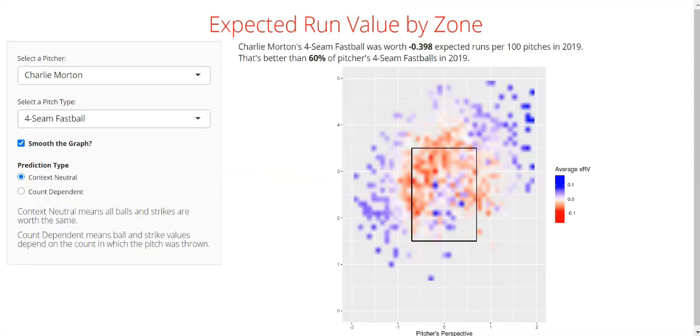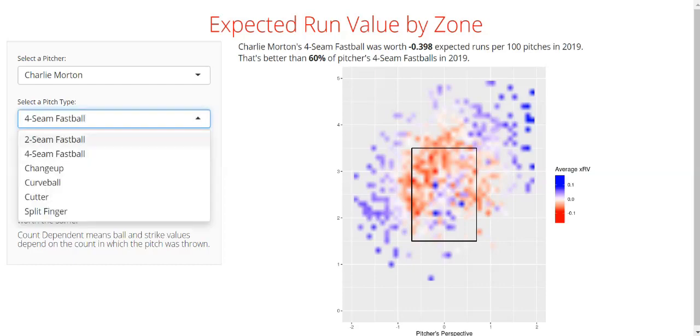A 4-seam fastball from Charlie Morton is likely to be up in the zone. He doesn't really throw it down in the zone at all. He has success up and out to righties, but is susceptible to leaving it in the middle and getting hit a little bit. That's what that blue means, positive run value for the hitters. It's better than only 60% of pitchers' 4-seam fastballs, so not great.